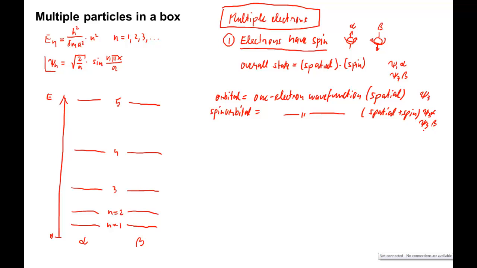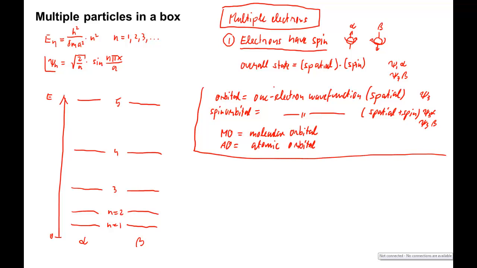If the orbital is in a molecule, it's called a molecular orbital, or MO. If the electron and the orbital are in an atom, on the other hand, it's called an atomic orbital. These are very important terms and concepts.